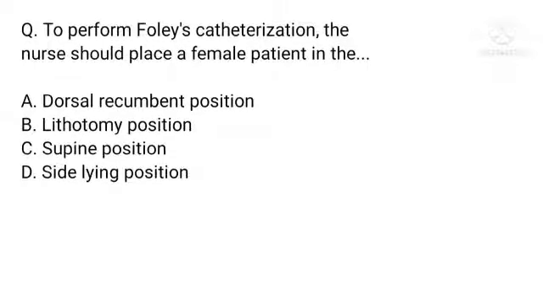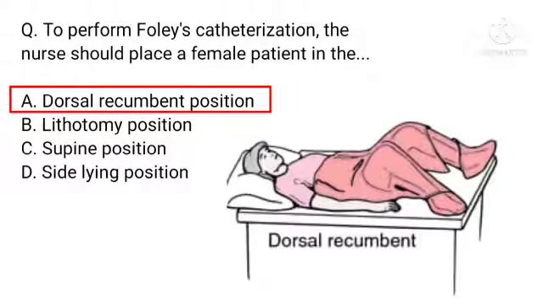To perform Foley's catheterization, the nurse should place a female patient in the: A. Dorsal recumbent position, B. Lithotomy position, C. Supine position, D. Side lying position. And the right answer is A. Dorsal recumbent position.